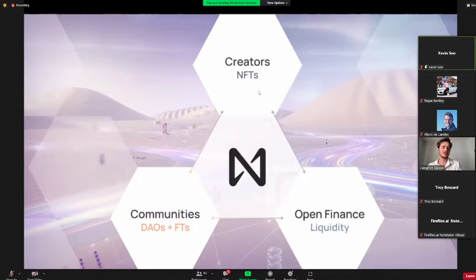And then communities, how can you actually participate in the governance of these communities, so your voice is actually heard compared to these Web2 platforms from which you don't benefit. And then open finance is really this job of a market maker.